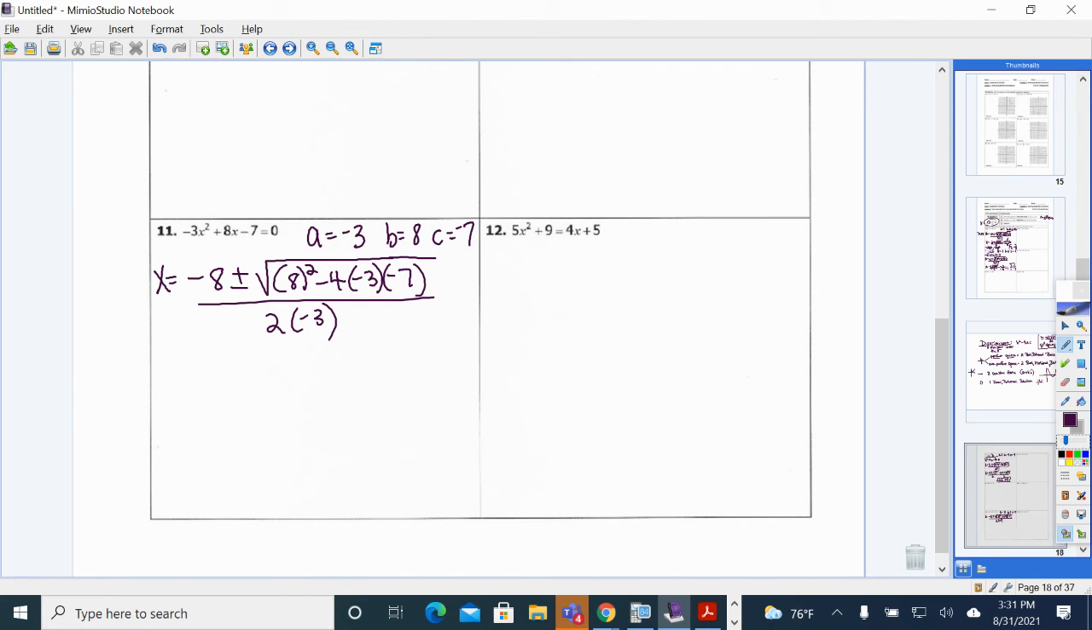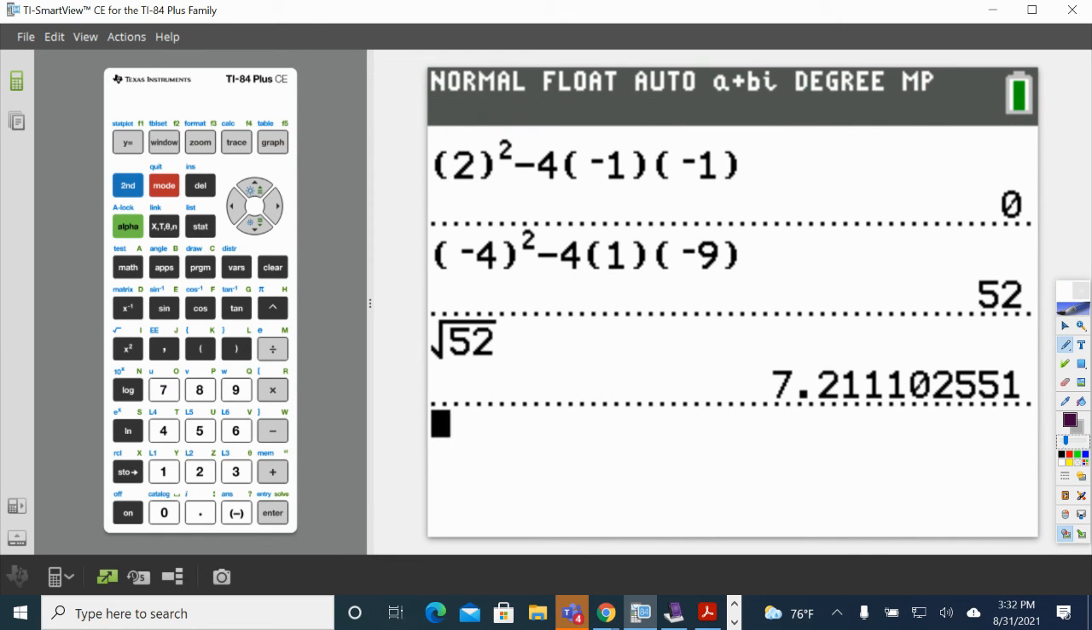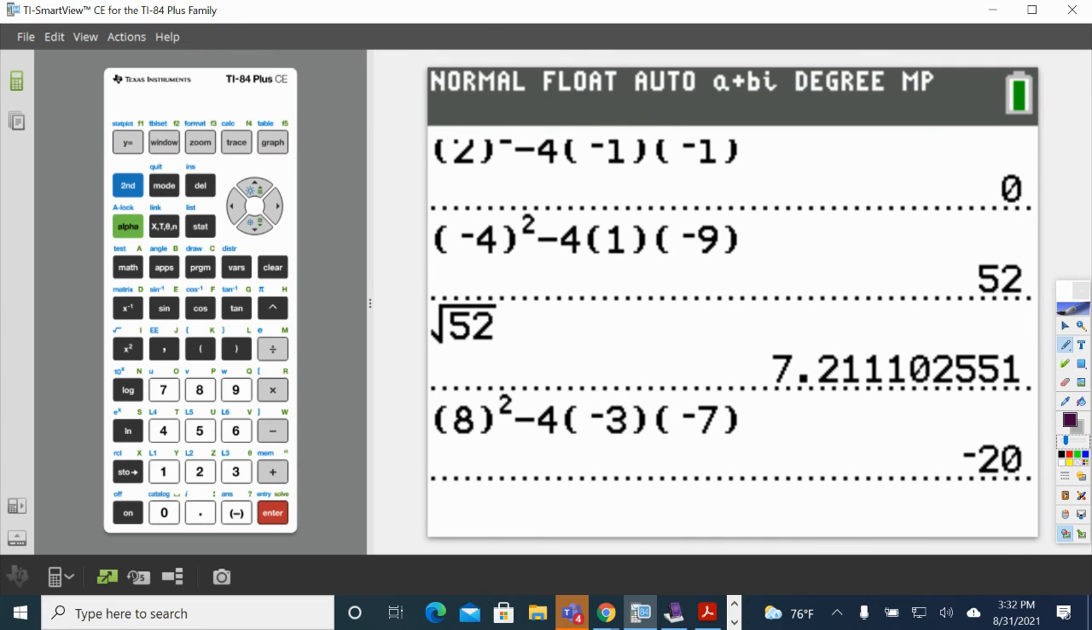All right, so x equals negative 8 plus or minus, I have to use my calculator to find that number underneath the radical. 2 times negative 3 in the denominator is a negative 6. All right, to the calculator to find the discriminant. Again, parentheses are your friends. Use them. 8 squared minus 4 times negative 3 times negative 7. My discriminant is negative 20.